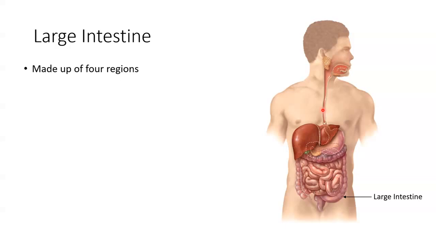The large intestine is only 1.5 meters long, but it's about 6.5 centimeters in diameter. So it's quite thick and broad compared to the small intestine, and that's why we call it the large intestine. The large intestine extends from the ileum of the small intestine all the way down to the anus. So the large intestine we also consider to be in 4 different regions. We have the cecum, the colon, the rectum, and the anal canal.